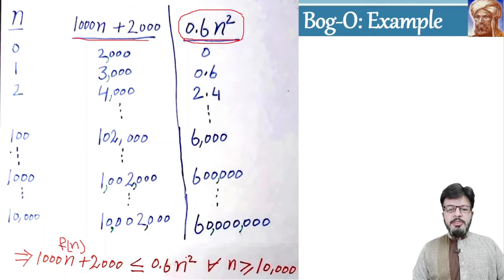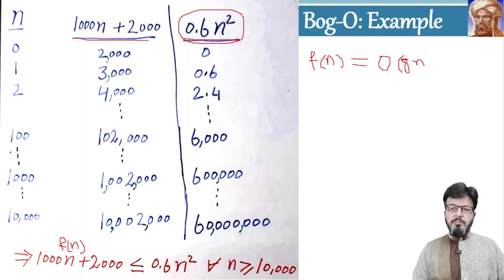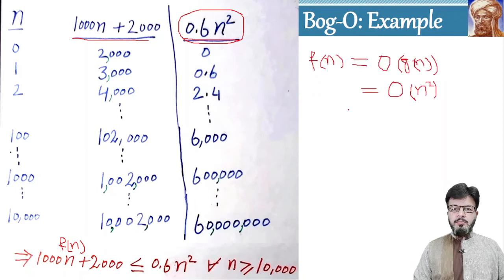Now, as this condition is true, by the definition of big O we can write that f of n is equal to big O of g of n, where g of n is n square and the value of the constant c is 0.6. Therefore, this function belongs to the big O of n square class.